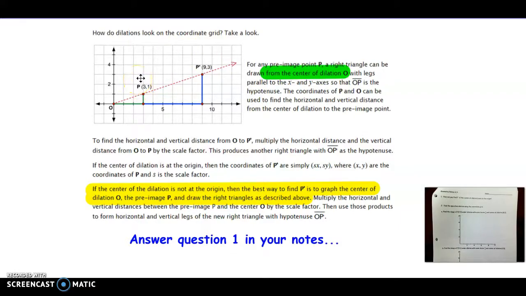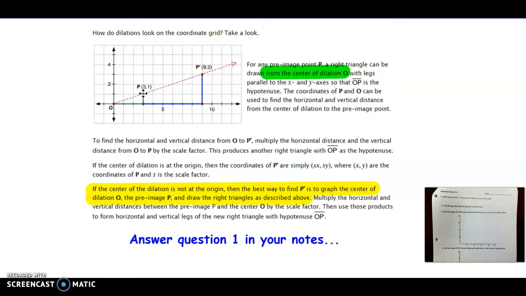And so in order to locate the new point, I'm going to start at my center of dilation. I highlighted that here because that's very important. You start at the center of dilation, and you're going to draw a horizontal and vertical line that would lead you to your pre-image point. So I see this is my horizontal line and my vertical line, and I can count those distances since they're horizontal and vertical. Just count those units. So the horizontal distance here is 3, the vertical distance here is 1.